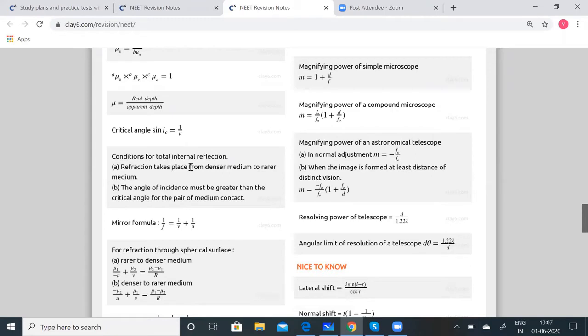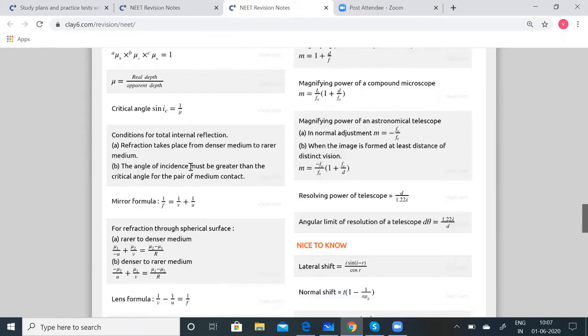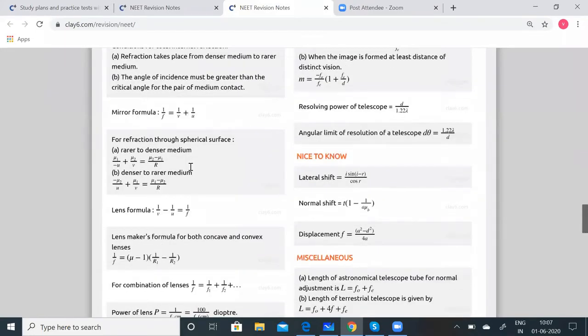So these are the 2 points you'll have to know for total internal reflection to happen. Next, coming to the lens and mirrors, the spherical mirrors. The mirror formula: 1/f = 1/v + 1/u, where u is the object distance, v is the image distance, and f is the focal length.